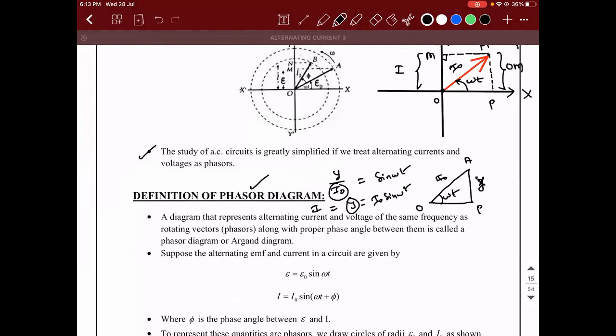So what is a phasor diagram? It is basically a diagram that represents alternating current and voltage of the same frequency as rotating vectors along with the proper phase angle between them. So if current and voltage are represented on the same graph sheet as rotating vectors along with the phase angle between them, then those kinds of diagrams are what are called phasor diagrams.